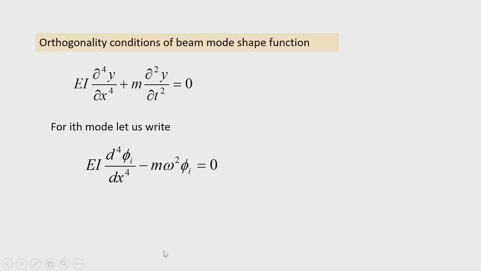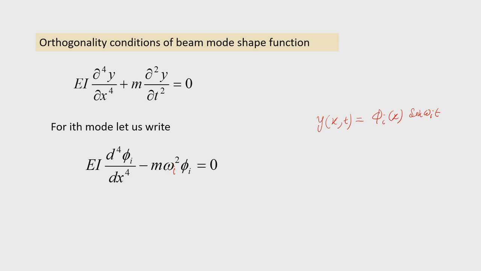Okay. Now let us derive the orthogonality condition of the beam mode shape function. Now for the ith mode, let us write like that: EI d to the power 4 phi i by dx to the power 4 equals m omega square phi i. That is written by assuming that y x t is now phi i x into sin omega i t. Okay. So here omega i also you can assign.